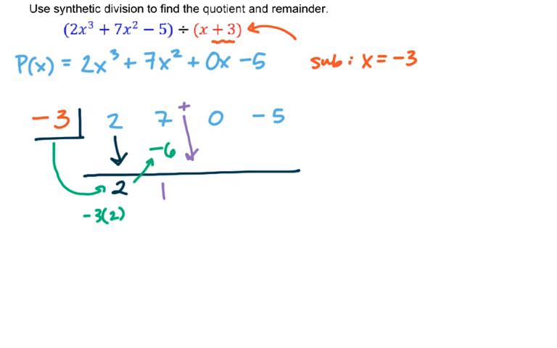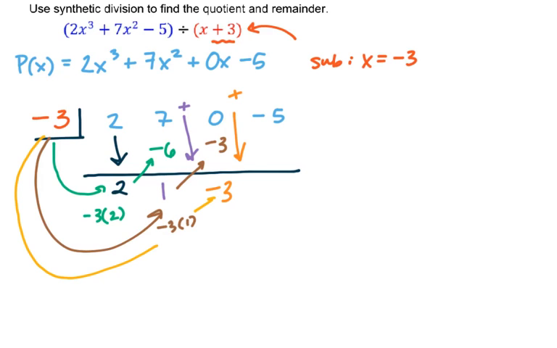So we'll repeat this 2 more times. Negative 3 times 1 is negative 3. We'll add down again. 0 minus 3 is negative 3. And we'll do this one last time. Pull that through here. Negative 3 times negative 3 gives us 9. Adding down again, my last value is 4.